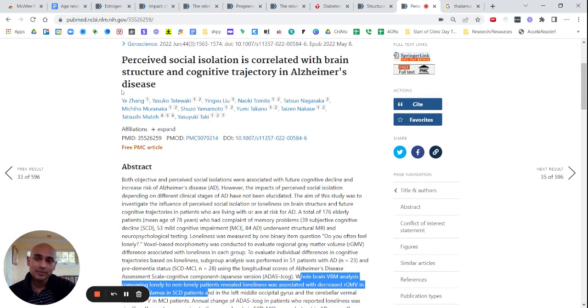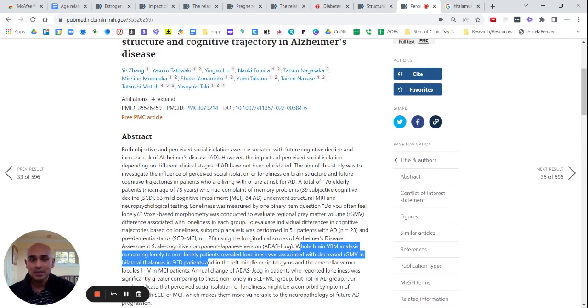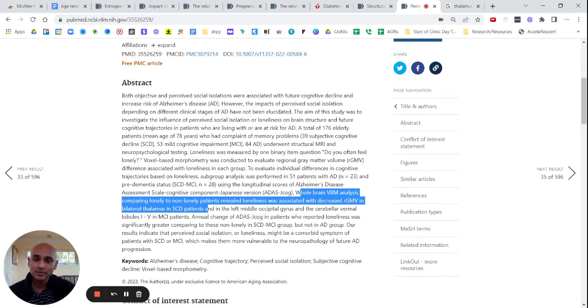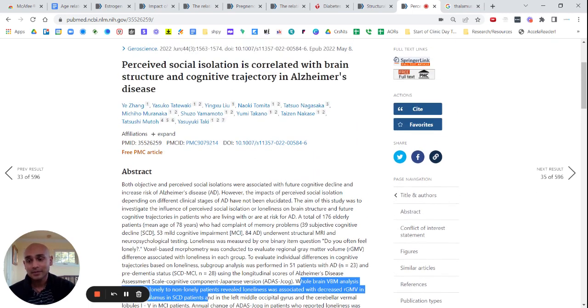This particular article looked at perceived social isolation being correlated with brain structure and cognitive trajectory in Alzheimer's patients. They looked at 176 elderly patients who had complaints of memory problems and mild cognitive impairment, and they underwent structural MRI and neuropsych testing. What they found was the individuals who described themselves as being lonely had decreased gray matter volume in the bilateral thalamus, right? And the thalamus is more like a sensory relay station where information in regards to visual inputs, smell, taste, touch is relayed to the cerebral cortex. So obviously, an impairment in that area can affect cognition.